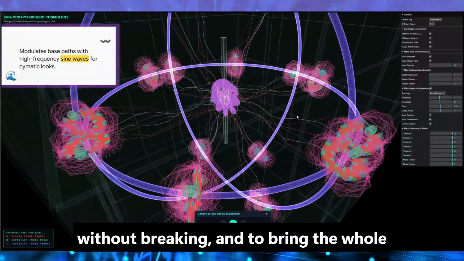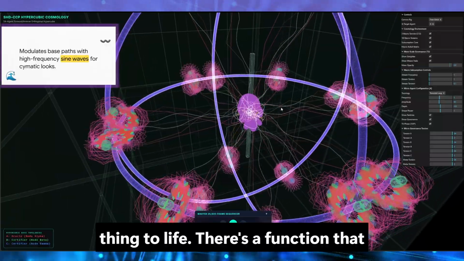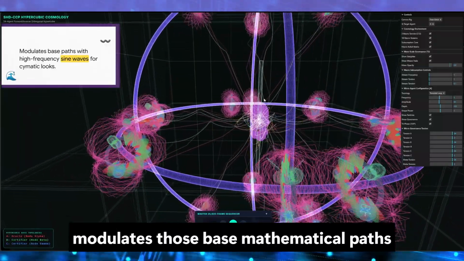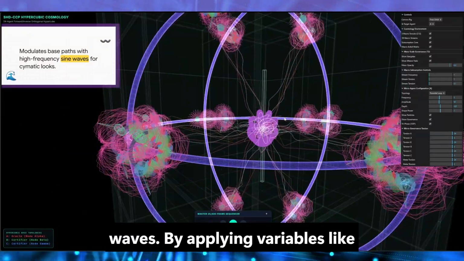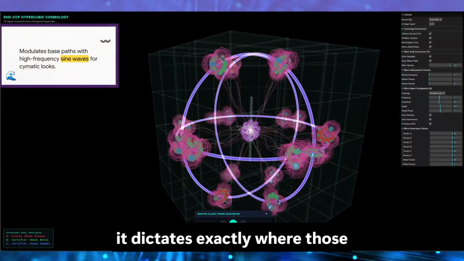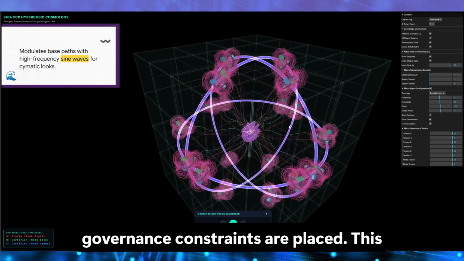And to bring the whole thing to life, there's a function that modulates those base mathematical paths using high-frequency sine and cosine waves. By applying variables like amplitude, depth, torsion, and tension, it dictates exactly where those governance constraints are placed.